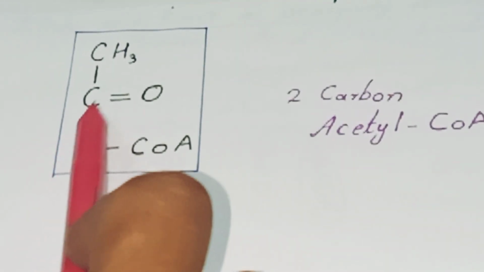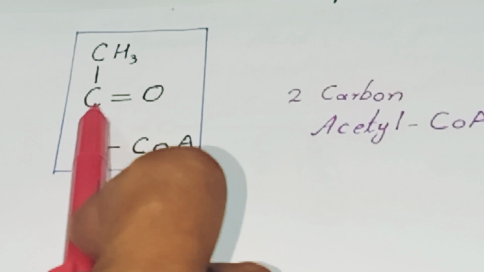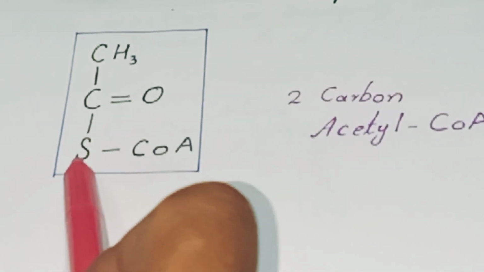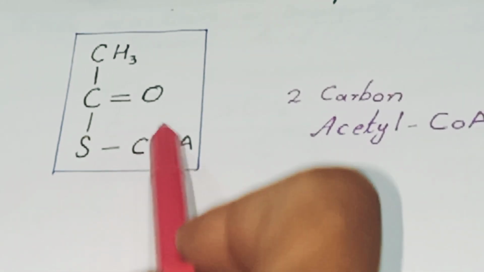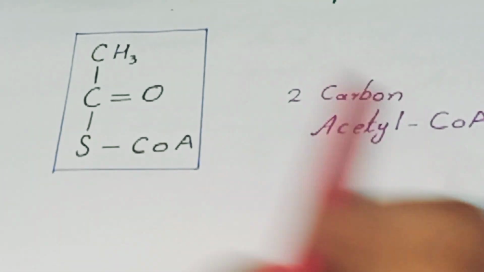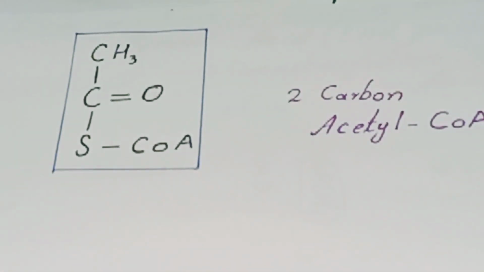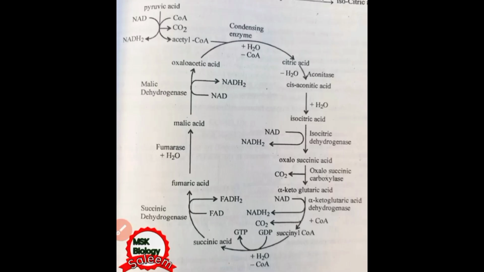This is acetyl coenzyme A. The two carbon molecule is acetyl, and this acetyl combines with sulfur containing coenzyme A, so this two carbon molecule is acetyl coenzyme A. Now, this acetyl coenzyme A enters into the Krebs cycle. Let's study the Krebs cycle in detail. Let's start with the Krebs cycle.